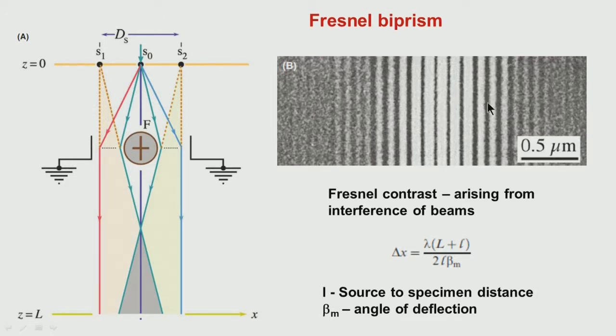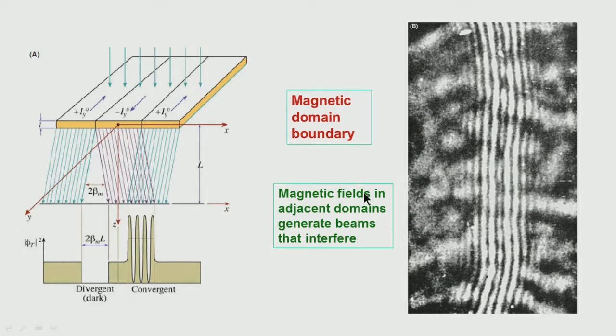This is what we call the Fresnel fringe spacing, and the separation between the fringes depends upon the wavelength of the radiation, the angle through which they are scattered, the distance from the object to the screen, as well as the distance from the object to the source. These are all the factors it depends on.